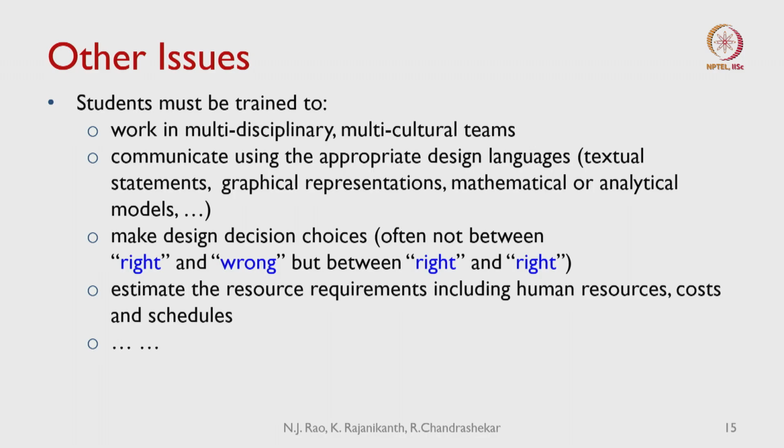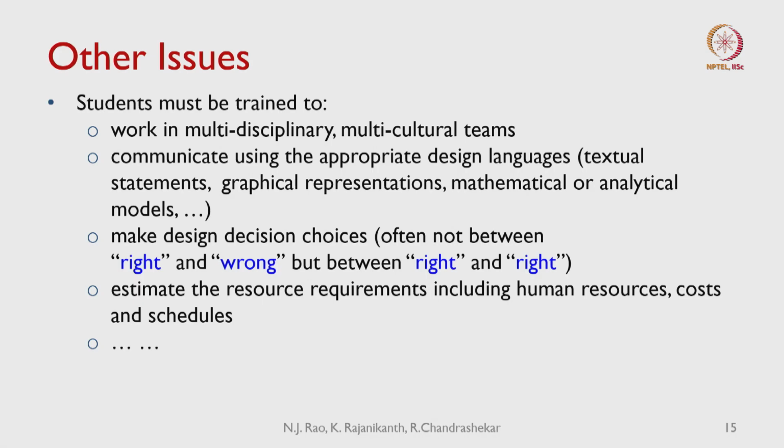Make design decision choices. Notice that most of the time the choices are not between right and wrong. That is very clear. This solution is a wrong solution. Students can generally figure out very well after a certain amount of training. And this solution is right, that is also very clear. So, really the choice is not between right and wrong, but often the design choice is between right and right. Both the solutions are right, but one solution is to be preferred and implemented rather than the other solution.